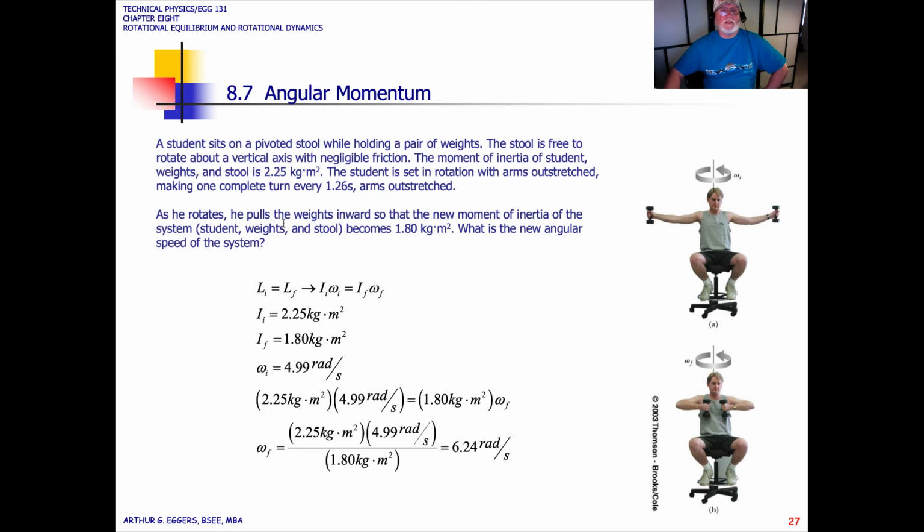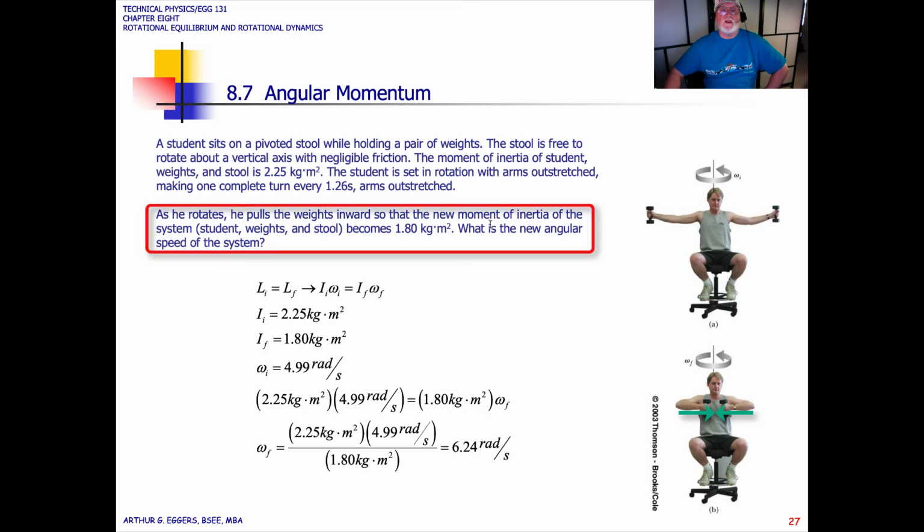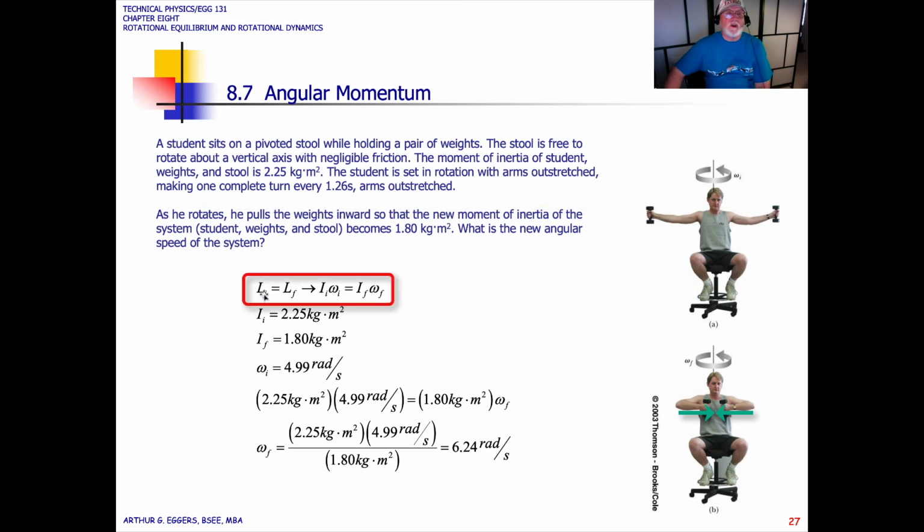Okay, as he rotates, now he pulls the weights inward so that the new moment of inertia of the system, that's the student, weights, and stool, becomes 1.8 kilogram meters squared. What's the new angular speed of the system? So we go back to the definition saying that L initial is equal to L final. We can expand that to I initial omega initial is equal to I final omega final. I initial was 2.25 kilogram meters squared. I final was 1.8 kilogram meters squared. Both of these were given in the problem.